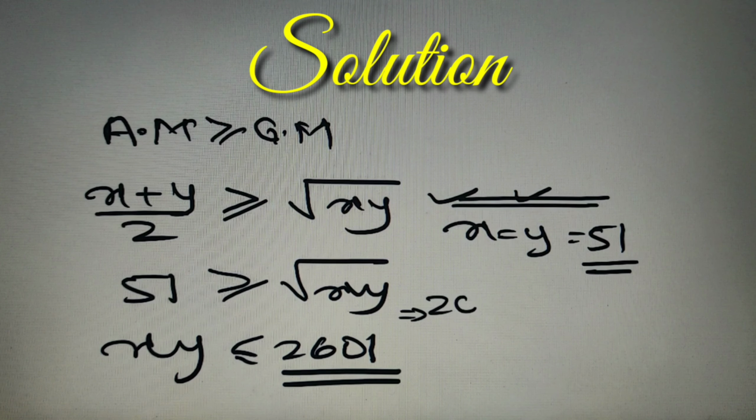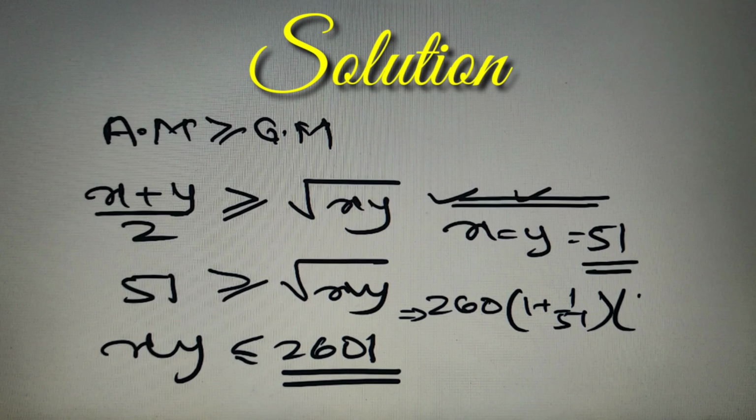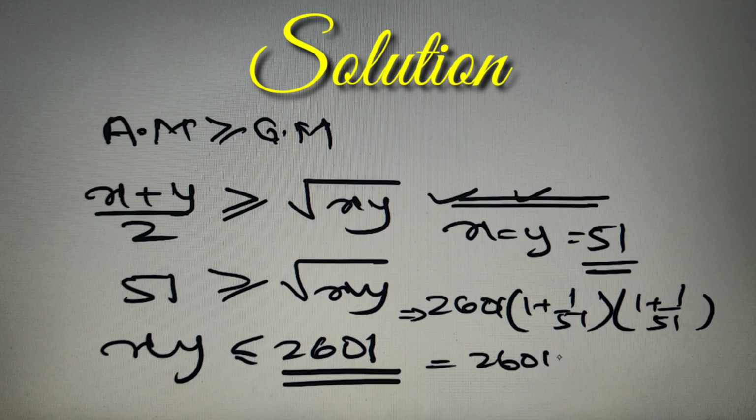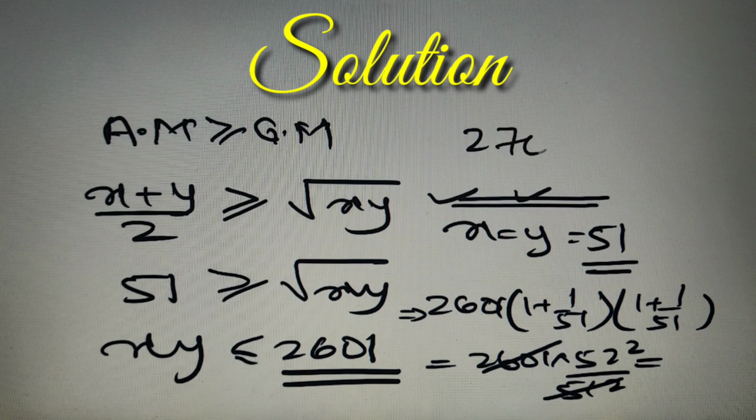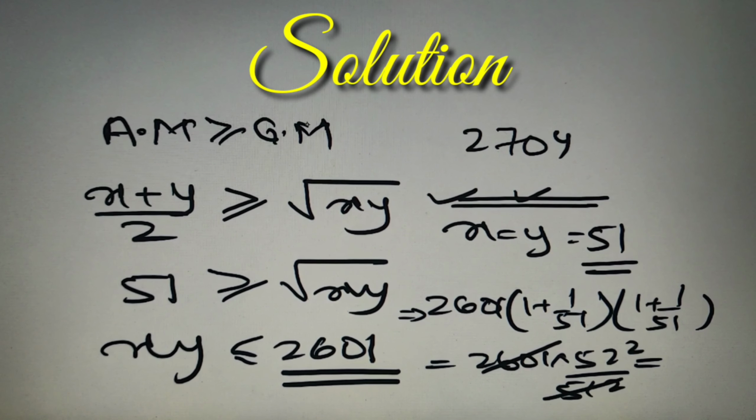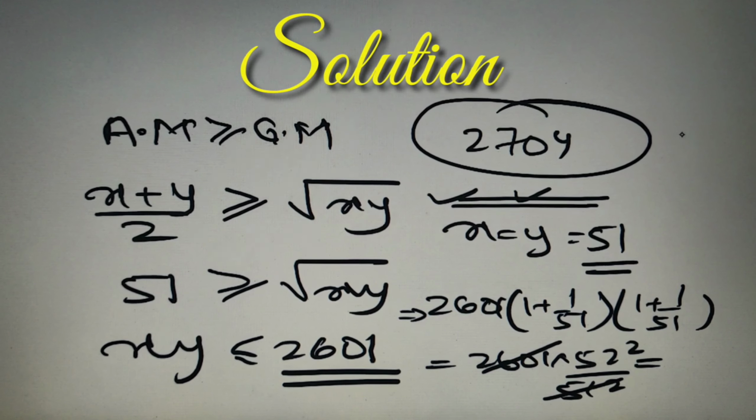Now our product was 2601 into 1 plus 1 by x, that is equal to 1 plus 1 by 51, and into 1 plus 1 by y, that is again equal to 1 plus 1 by 51. So we have got our product as 2601 into 1 plus 1 by 51 into 1 plus 1 by 51, that is equal to 2601 into 52 square whole divided by 51 square. Now this 51 square and this 2601 will get cancelled out, and the value of 52 square is nothing but 2704. So we have got the minimum possible value of 2601 into 1 plus 1 by x into 1 plus 1 by y as 2704.